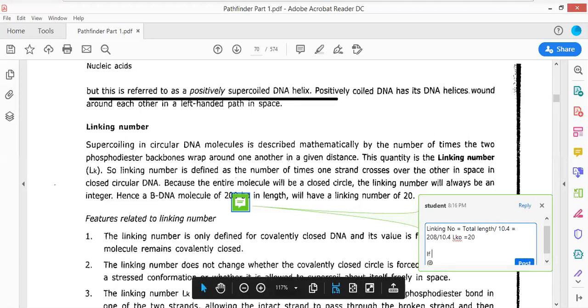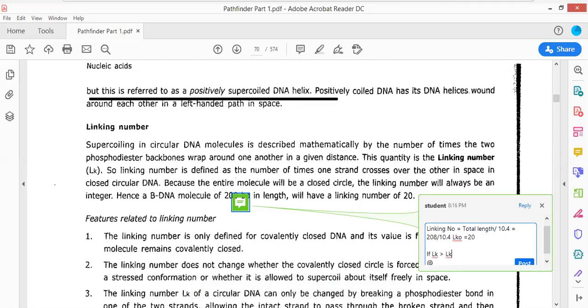If any linking number is greater than Lk naught, hence DNA is positively supercoiled.